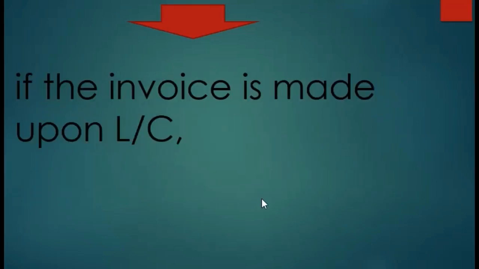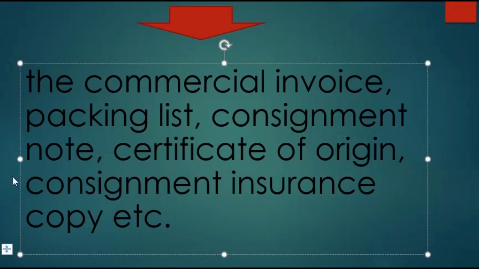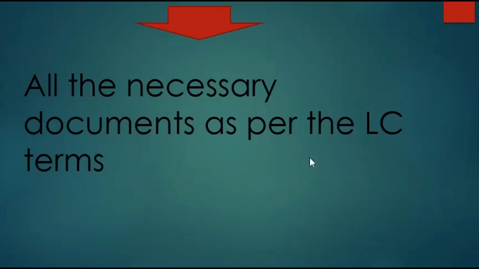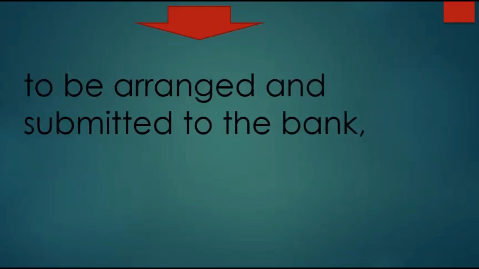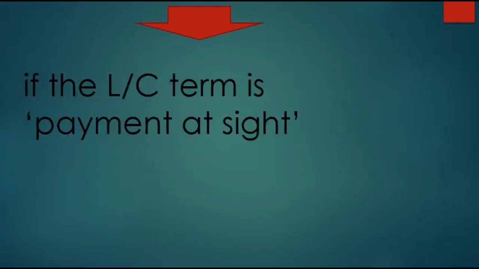If the invoice is made upon LC, you have to follow the instructions suggested in the LC document and arrange the commercial invoice, packing list, consignment note, certificate of origin, consignment insurance copy, etc. All the necessary documents as per the LC terms are to be arranged and submitted to the bank so that the amount on the invoice submitted will be credited at sight if the LC term is payment at sight.